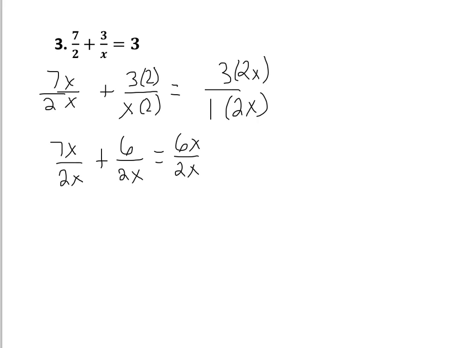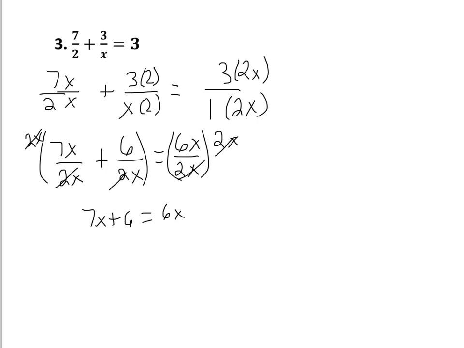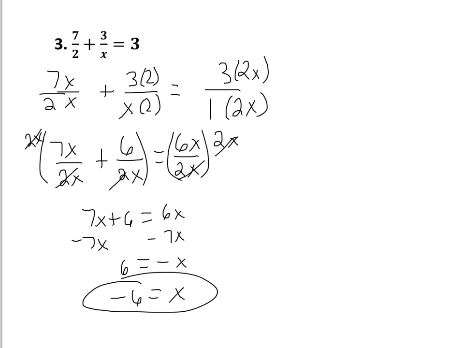Now, here's the thing. I want to get rid of that denominator. So what I can do is multiply both sides by 2x, and they cancel each other out. So it's just gone. When you're solving the equation and you get the common denominator, it's done. So you get 7x plus 6 equals 6x. So subtract the 7x. 6 equals negative x, so x equals negative 6. And that would work. So let's take a look at another one.